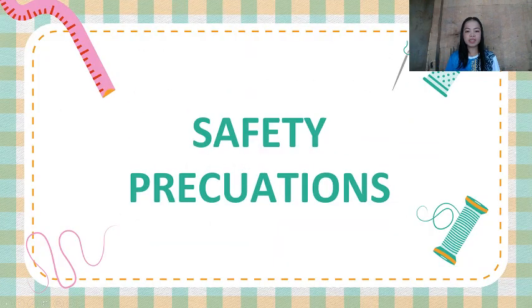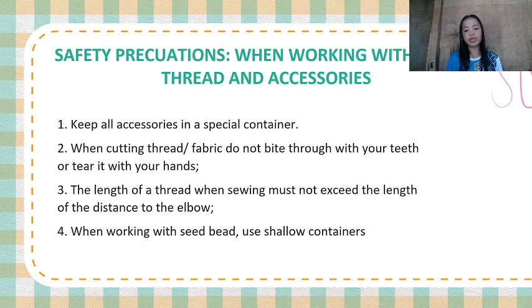Then, we have here the safety precautions when working with fabric, thread, and accessories. First, keep all accessories in a special container. Second, when cutting thread or fabric, do not bite through it with your teeth or tear it with your hands. You need to use scissors or trimmers. Third, the length of a thread when sewing must not exceed the distance to the elbow. Fourth, when working with a seed bed, use shallow containers.